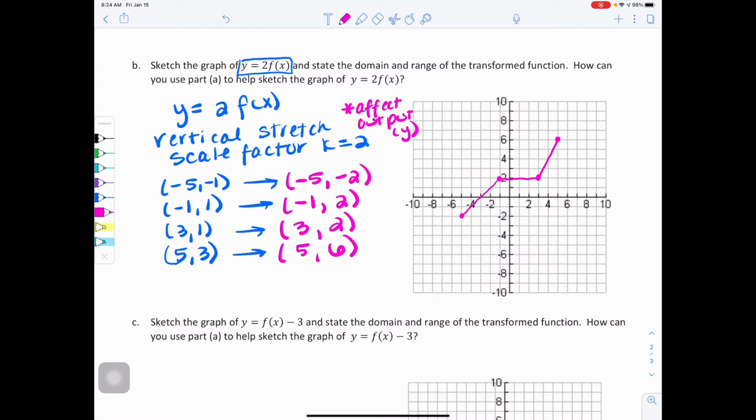this graph. Lastly, they want us to write down the domain and the range. So our domain now has not been affected. I'm still going from -5 up to +5.